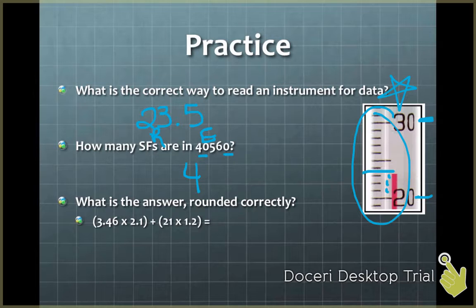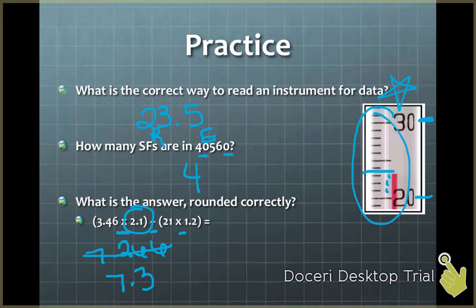Now let's practice doing math. Because we have both multiplication and addition, you have to remember your order of operations. You do multiplication first. So I'm going to do 3.46 times 2.1, and I get an answer of 7.266. But when you multiply, our answer can only be as accurate as our least accurate number. This one only has 2, so we would only be able to write 7.3 down.